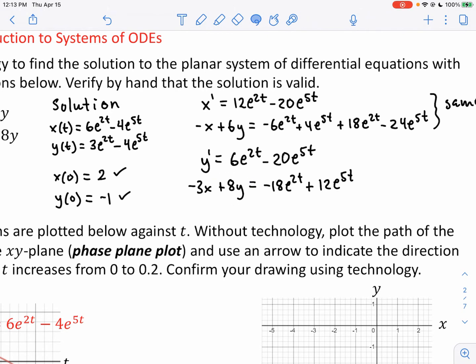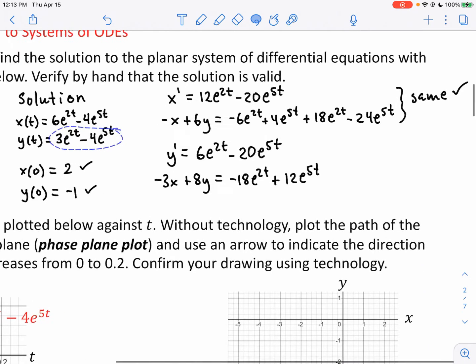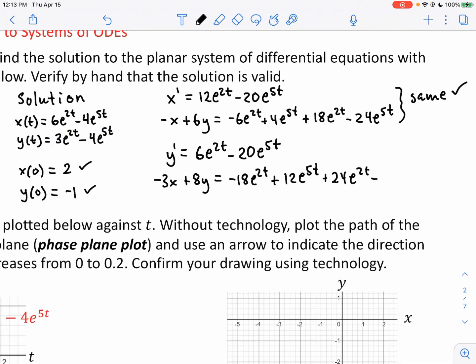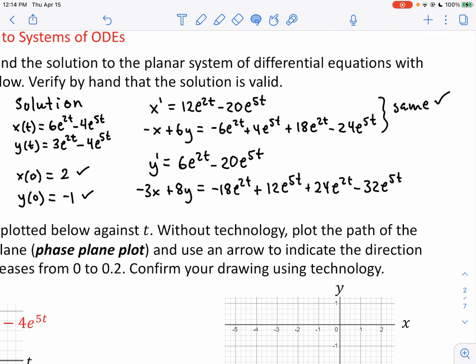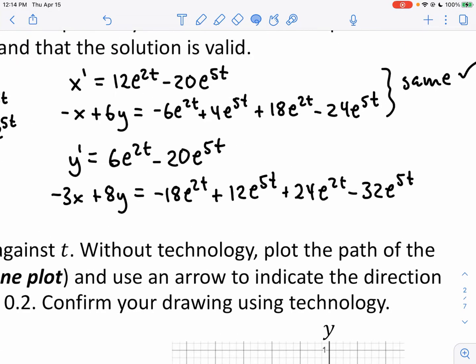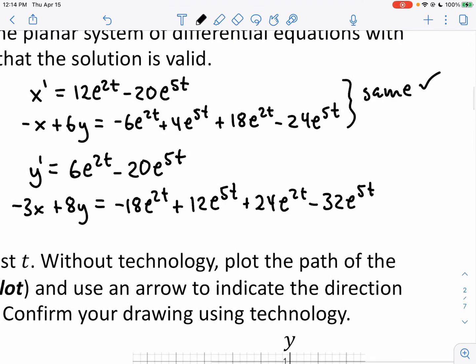Now let's do plus 8y. So I'm going to distribute 8 across this y function. So we're going to get 24e to the 2t. And then minus 32e to the 5t. And again, the question is going to be similar to before. Is y prime the same thing as negative 3x plus 8y? Well, let's gather the e to the 2t terms first. So we have negative 18e to the 2t and 24e to the 2t. Add those together, we get 6e to the 2t, check. And then we have 12e to the 5t minus 32e to the 5t. That gives me negative 20e to the 5t. So yes, these are in fact the same.